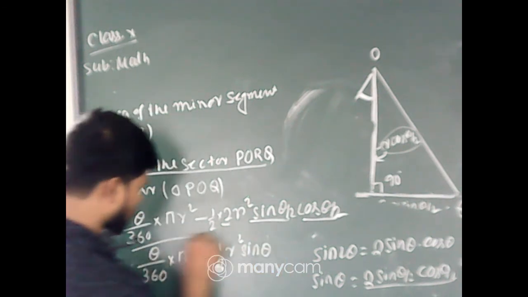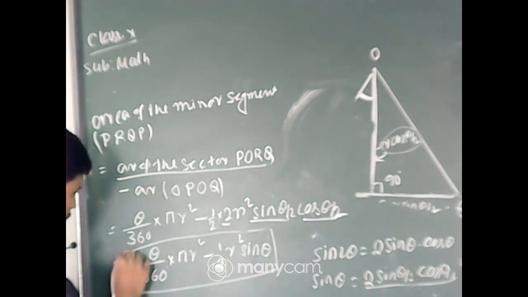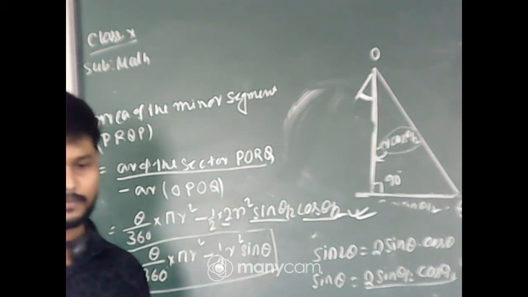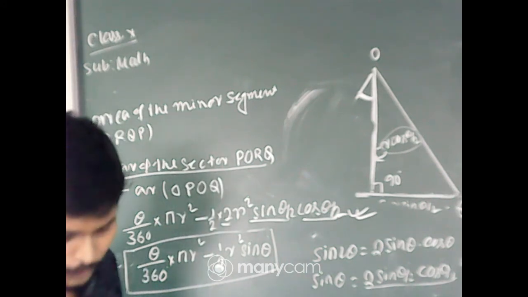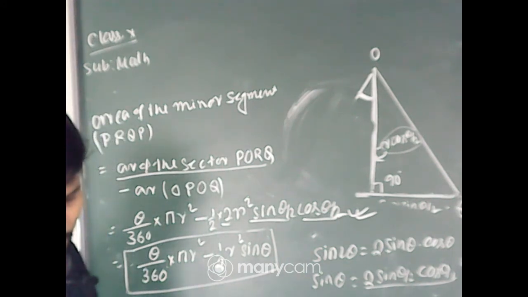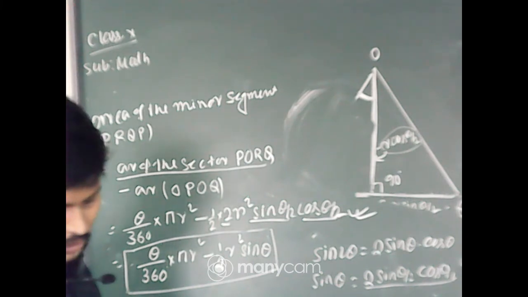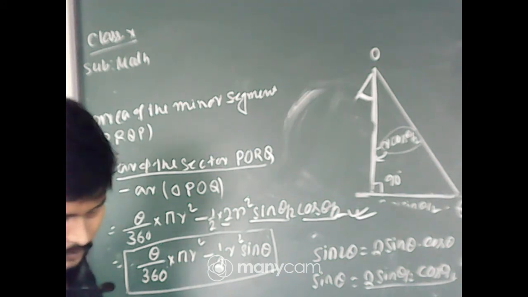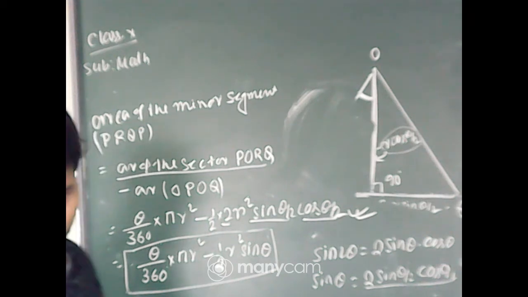So this is the formula to find out the area of a segment. Otherwise, you can put this formula. Okay? So the final formula is theta by 360 pi r square minus half r square sine theta. Now tell me, have you understood this derivation? Got it? Okay.